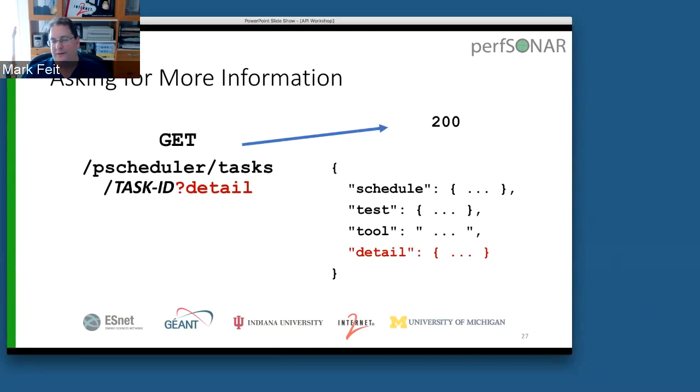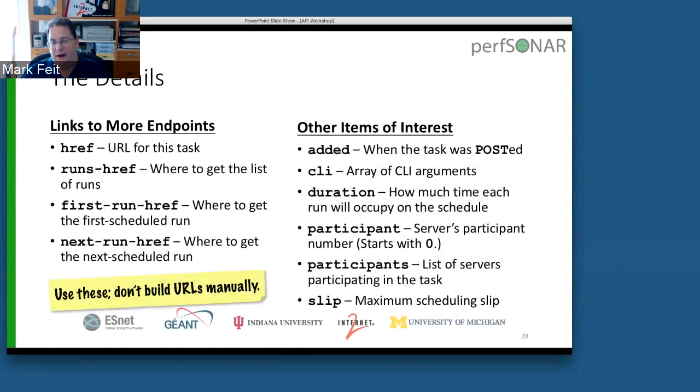So the command line interface uses this. Anything you write will use this. Mesh config uses it, that sort of thing. What you will find inside of the details are a whole bunch of links to other endpoints and some other things. And we'll talk about the links first. Most things that we return have an href field in them that just says this is what you fetched. Here's kind of who I am.